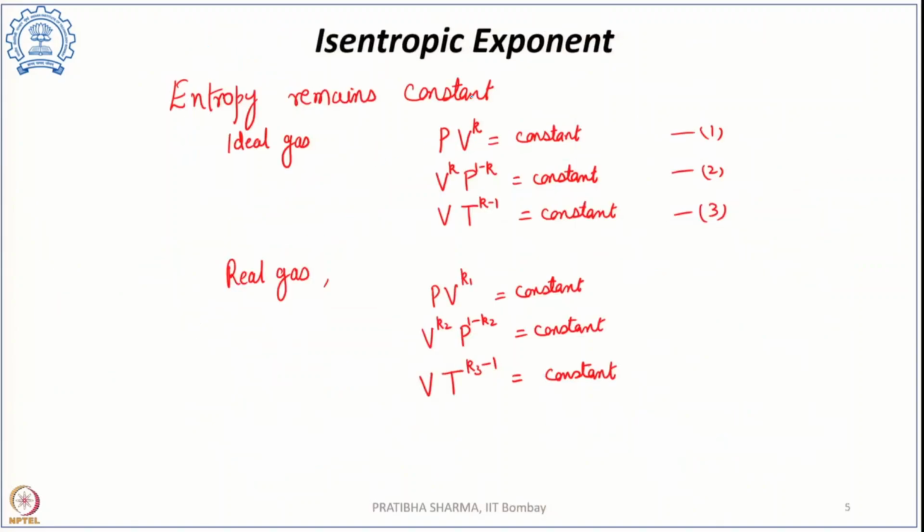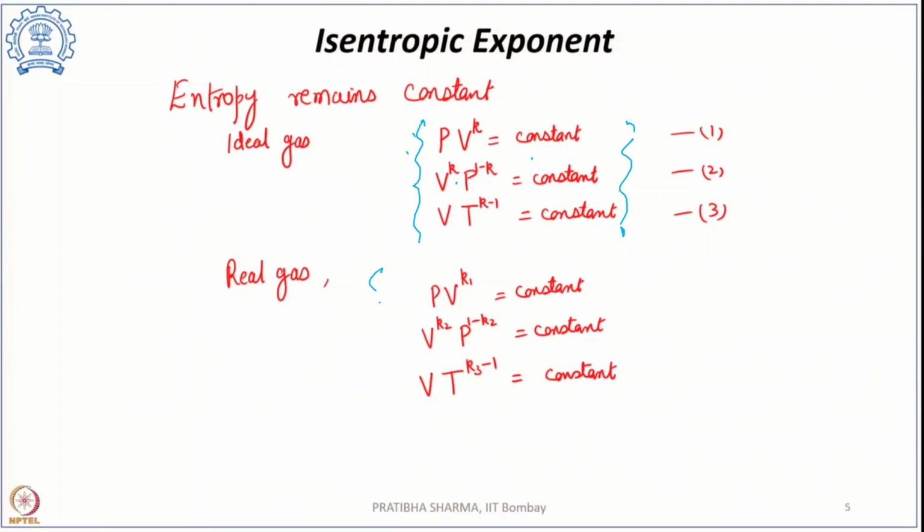And the isentropic exponent is like this: PV equals constant, PV to the power K equals constant, V to the power K into P to the power 1 minus K equals constant. These are the different equations used for the ideal gas conditions. 1, 2, 3 equations.